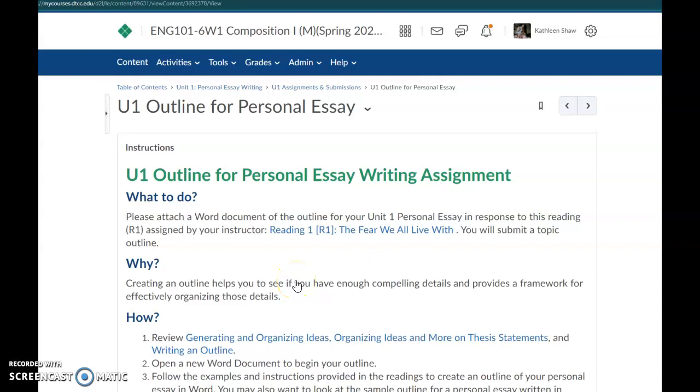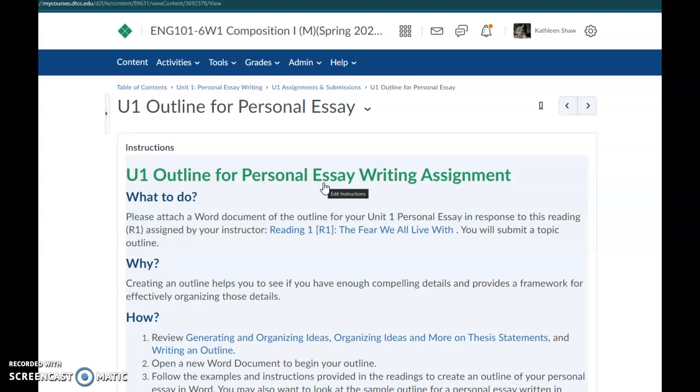Hello. So the major focus of this week and the final assignment you'll have to do this week is this Unit 1 outline for the personal essay. In the announcements, I've asked you to look over what exactly the personal essay is so you get an idea of what we're creating an outline for.